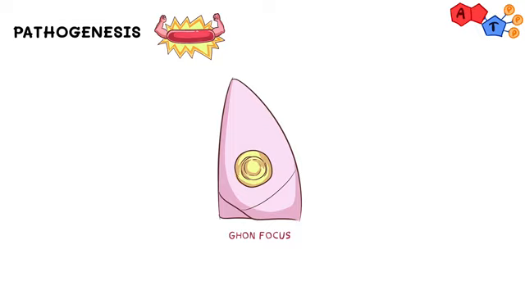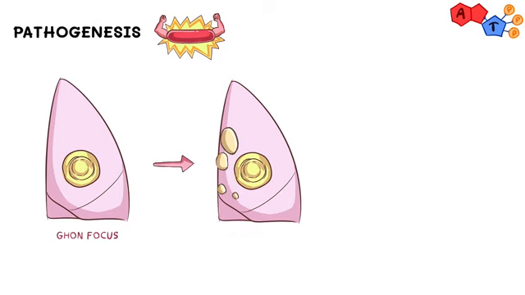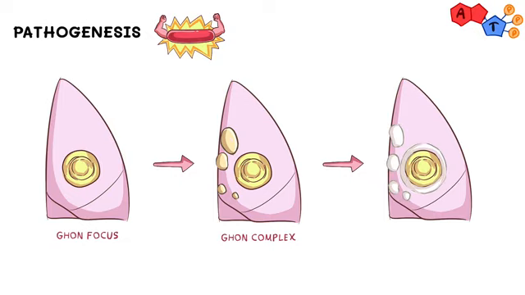TB can reach the nearby hilar lymph nodes as well, and cause caseating necrosis there. So, the association of the lymph node with the caseating tissue is known as Ghon complex. The Ghon complex can undergo fibrosis and calcification, and often produce a scar tissue. This calcified Ghon complex is known as Ranke complex.